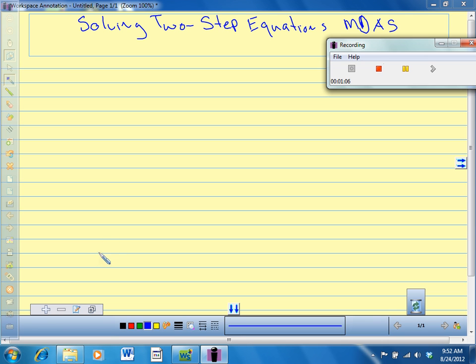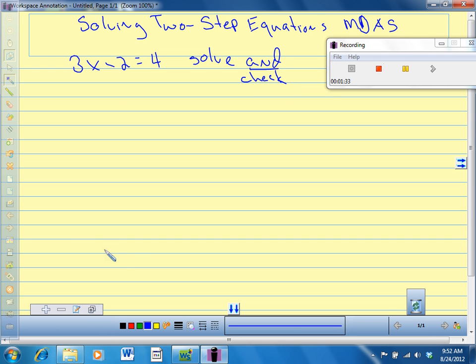So, let's solve 3x minus 2 equals 4. And they'll say solve, and then they'll say and check, which a lot of you guys are not very good at. I know it's a pain in the neck to check things, but you have to do it, okay? Because it tells you your answer is right. Very necessary. So all I have to do when I'm solving a two-step equation is take 2 steps instead of 1 step.